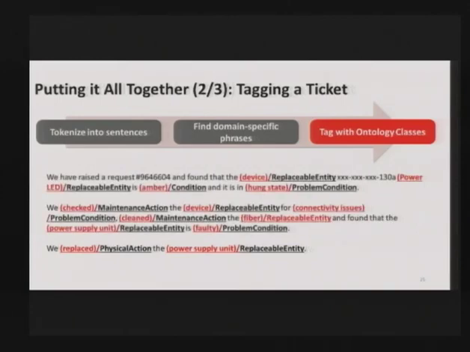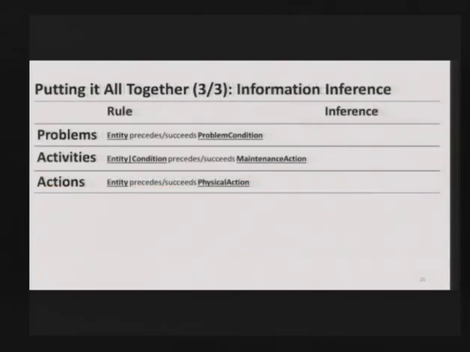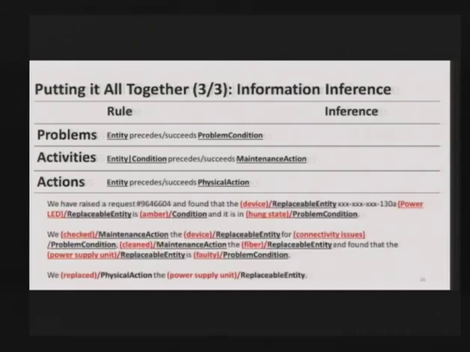Taking cues from the English grammar, we have defined a set of rules to perform this inference. The intuition is that a rule such as entity precedes or succeeds problem condition can be used to extract the problems observed in a given ticket. What do I mean by this? Let's revisit the example from the previous slide. Recall that NetSieve parsed the input, found all domain-specific words, and tagged each of them with their respective class labels. That is where we are.